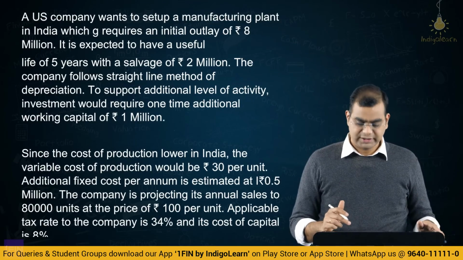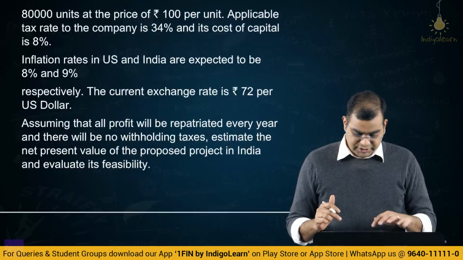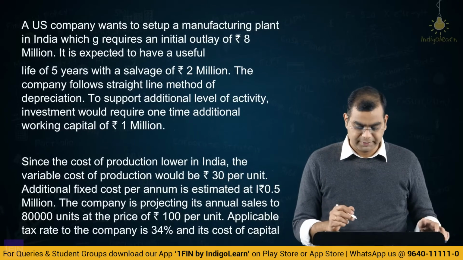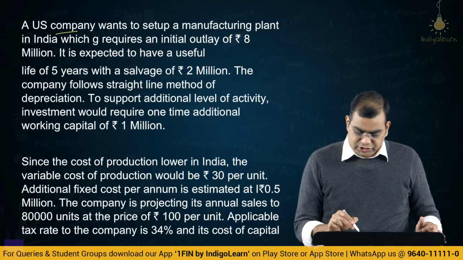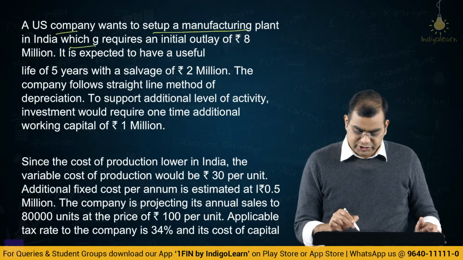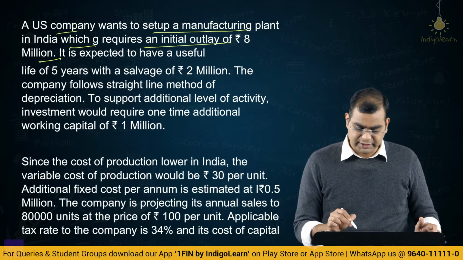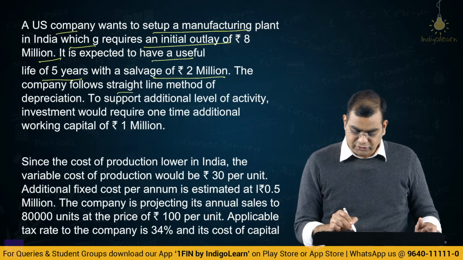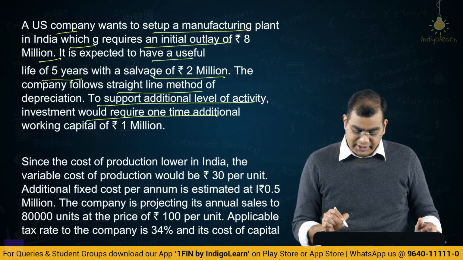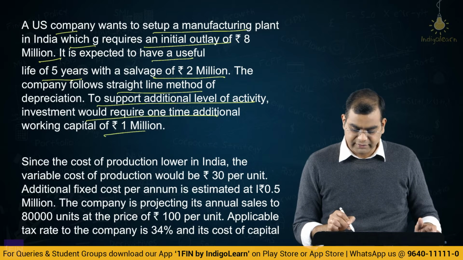So friends, now let us look at the next question. This is a question from the December 21 new syllabus paper. A US company wants to set up a manufacturing plant in India which requires an initial outlay of rupees 8 million. It is expected to have a useful life of 5 years and a salvage value of 2 million. The company follows the straight line method of depreciation, and to support the additional level of activity, additional investment in working capital of 1 million would be required.